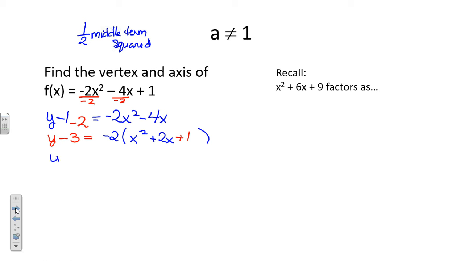Now we have y minus 3 equals negative 2 times this perfect square trinomial that we designed by choice by taking half the middle term squared. What does this factor into? X plus 1 quantity squared. We did that so we could get the x value of the vertex, the h. Okay. Bring the 3 back over, and we've got what our book calls standard form. It's now a positive 3 on the right side.